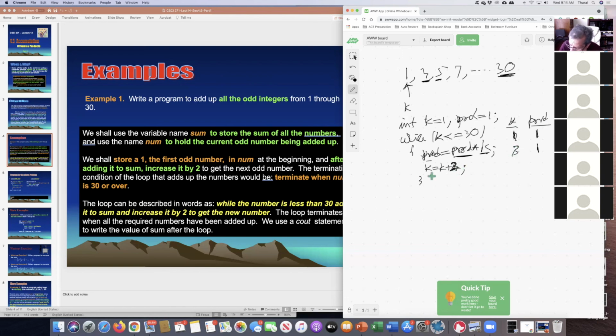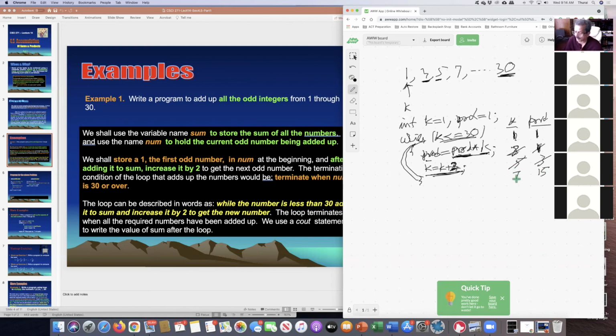So with k equal to 3, I go back to the top, k less than 30 is true, therefore I'm multiplying the current prod by k. Current prod is 1, I'm multiplying by 3, and that result goes back in prod. So prod now becomes 3, and after that, k increases to 5. And with that, we go back to the top of the loop, k less than 30 is true, so prod is multiplied by k. Prod is currently 3 and k is 5. 3 times 5 is 15. And then 5 changes to 7.